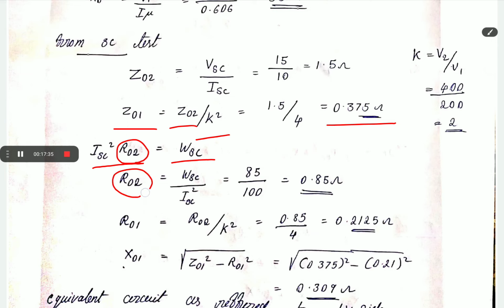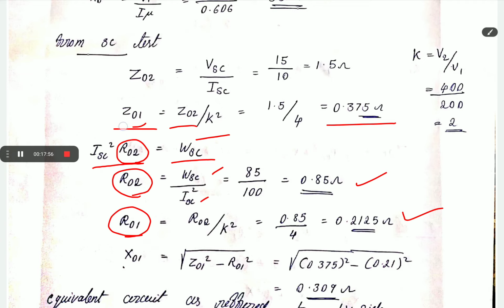So R02 will be calculated by using this equation WSC by ISC square. WSC ISC നമുക്ക് ഡാറ്റയിൽ തന്നിട്ടുണ്ട്. Substitute it and you will get R02. നമുക്ക് R02 നെയും as referred to primary transfer ചെയ്യണം. So just divide it by K square. You will get as referred to primary value.